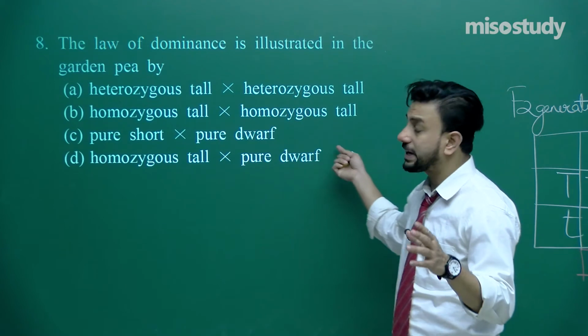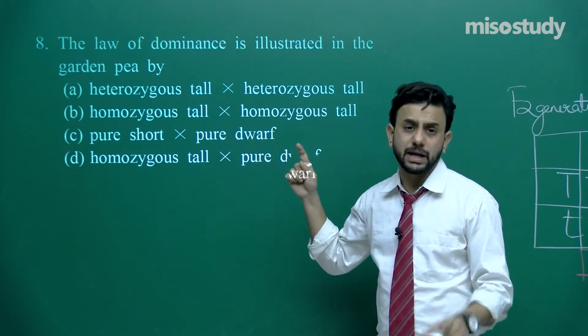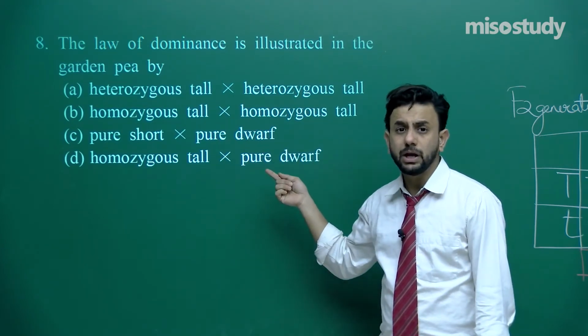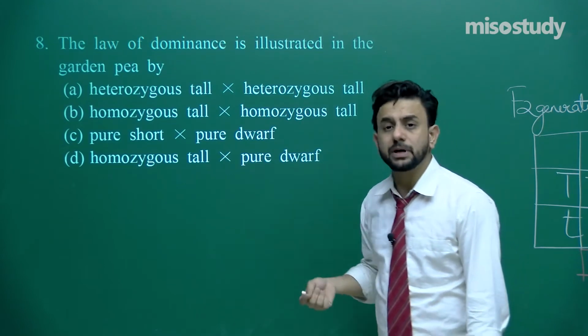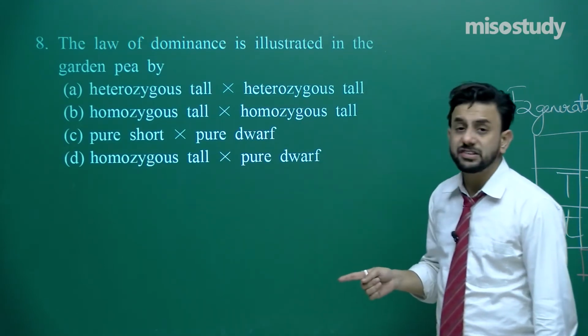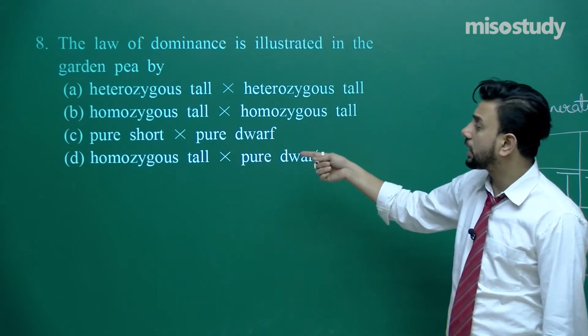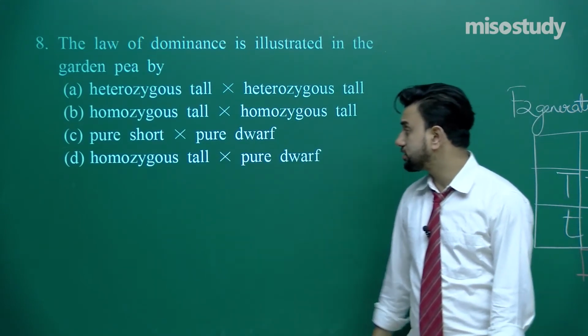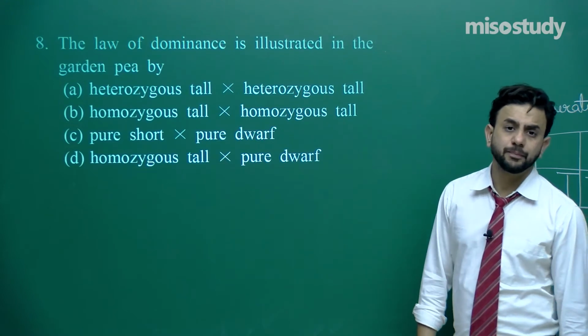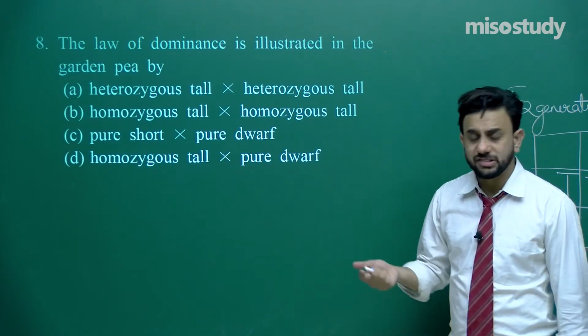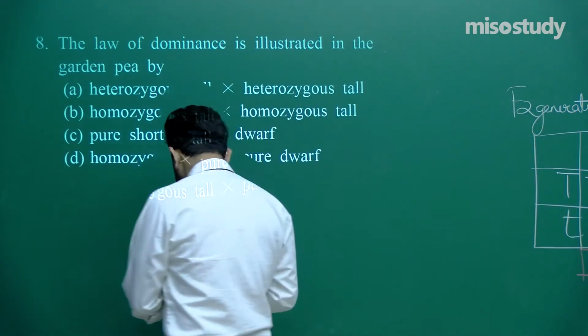So that is what I said. We are doing the same thing again. The dwarf plants reappeared, and hence the law of dominance is illustrated in the garden pea by homozygous tall crossed with pure dwarf. Let us see what the law of dominance says. I'll just write them down.